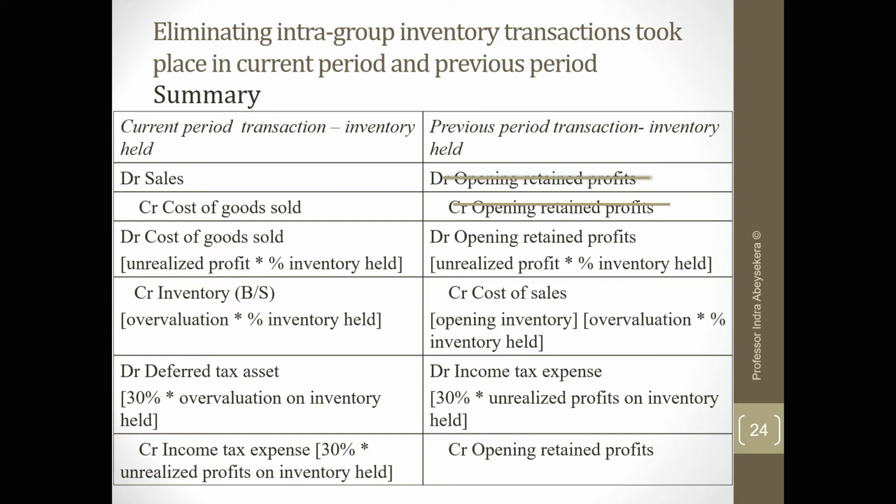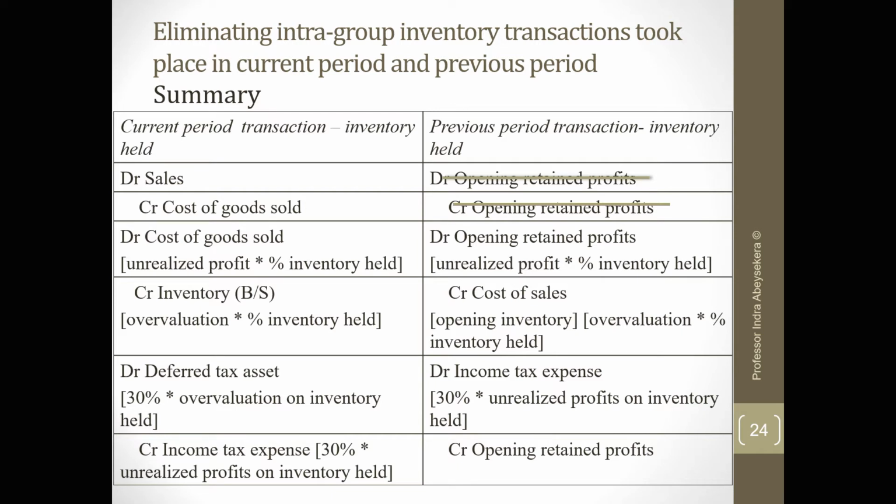So if you look at the summary of the current period transactions and the previous period transactions, the first one, debit sales, credit cost of goods sold. If it is from a previous period transaction and we are doing the consolidation accounts in the current period, we debit and credit opening retained profits.